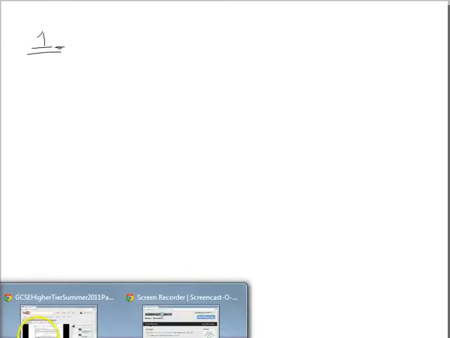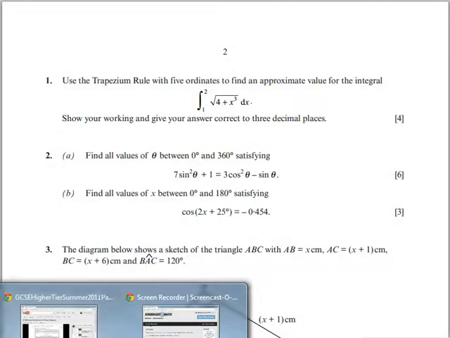Okay guys, let's have a look at question 1 on the C2 paper then. Good. Let's go over to the question itself and dig that out. Which one is it? Here it is.